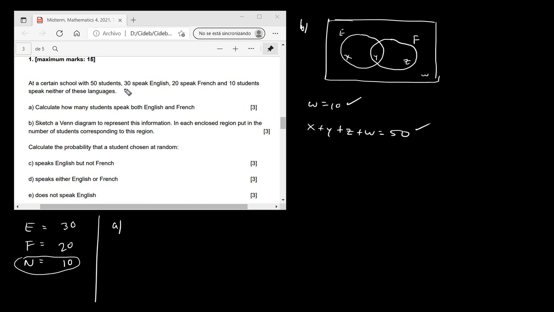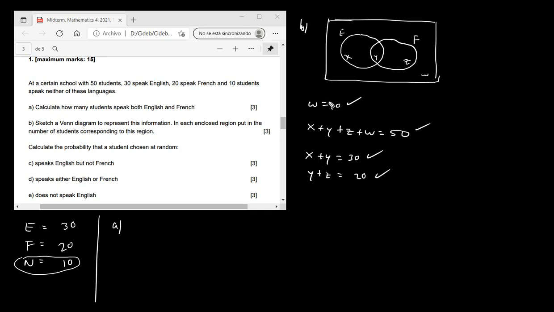I know that 30 people speak English. 30. And that must be X plus Y. X plus Y must be 30. And I know that the number of French-speaking people is 20. So that's Y plus Z. Y plus Z must be 20. I know this, I know this, I know this, and I know this through the whole context of my problem. And this should give me the possibility to calculate each of these variables.